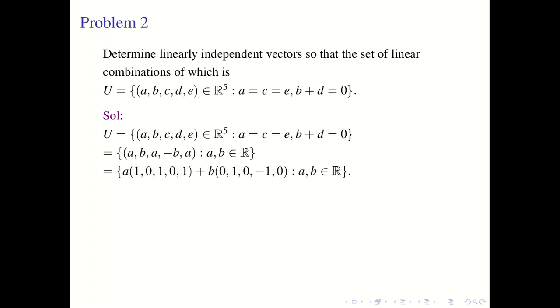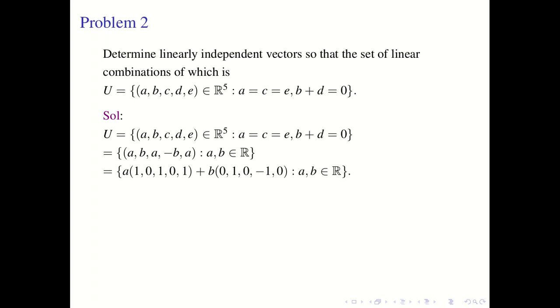But this vector (a, b, a, -b, a), I can write as a times (1, 0, 1, 0, 1) plus b times (0, 1, 0, -1, 0). So every vector in U can be written as a times (1, 0, 1, 0, 1) plus b times (0, 1, 0, -1, 0). That means it is a linear combination of (1, 0, 1, 0, 1) and (0, 1, 0, -1, 0). So therefore U is equal to the span of these two vectors.